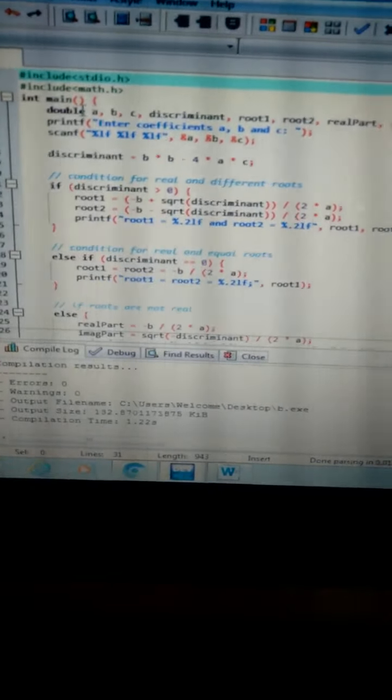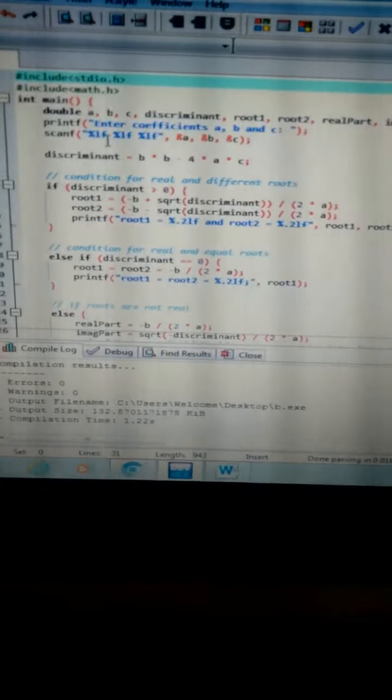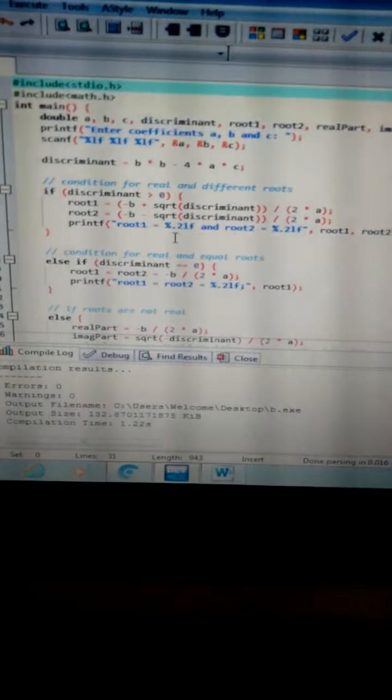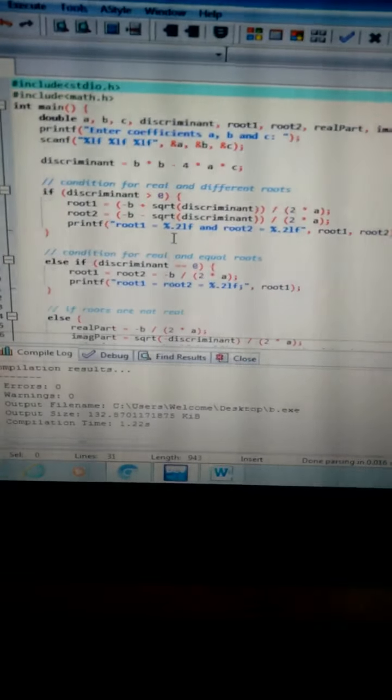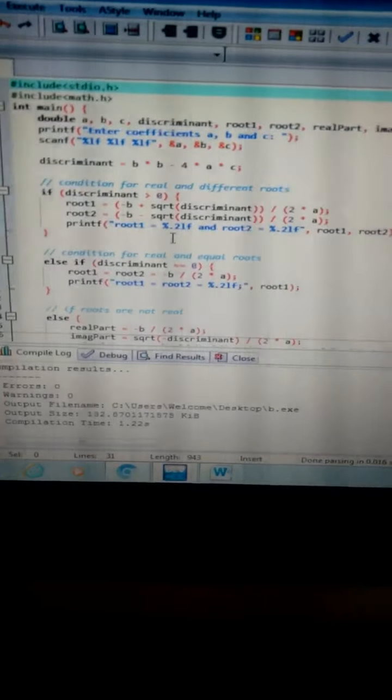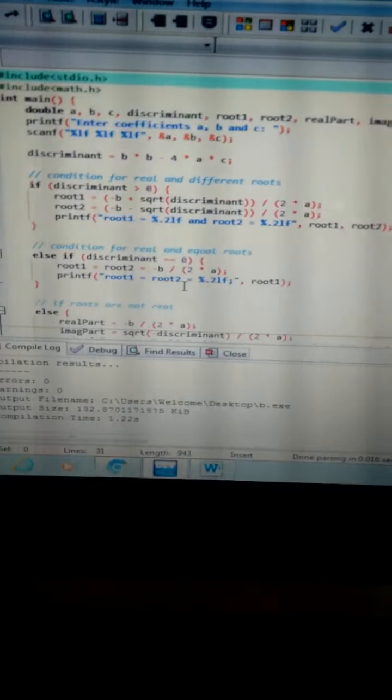Before quitting, I want to tell one thing: here we have taken the data type as double. For double data type, we take lf, that is long float, and in the answer we have used percentage 0.2 lf, that is two digits after the decimal point will appear in the answer. You have to remember this. I hope you understood. Thank you.